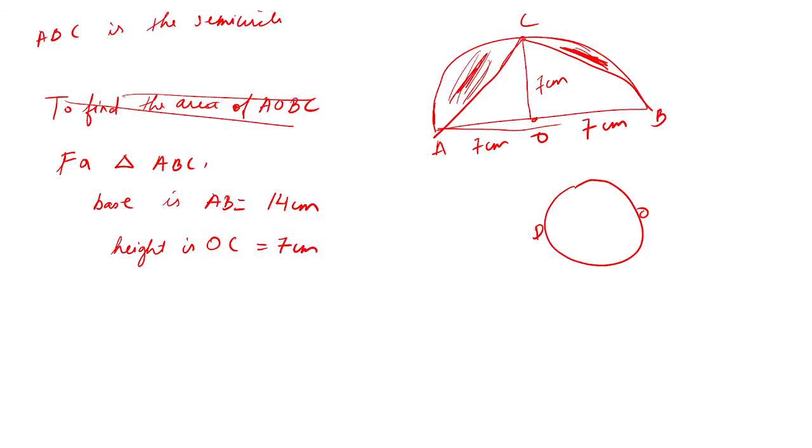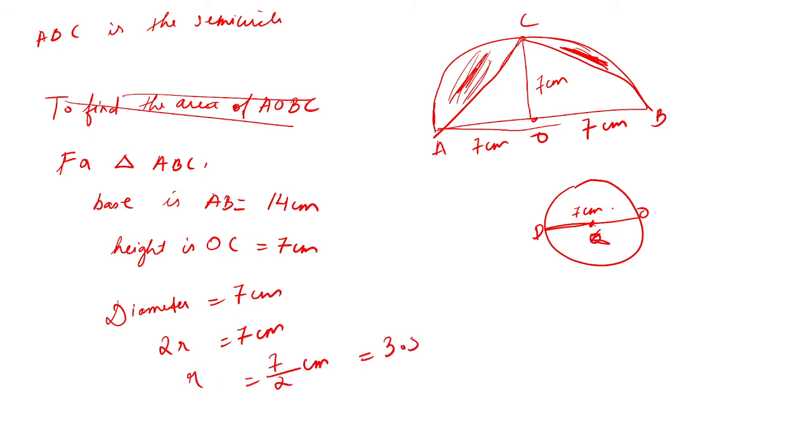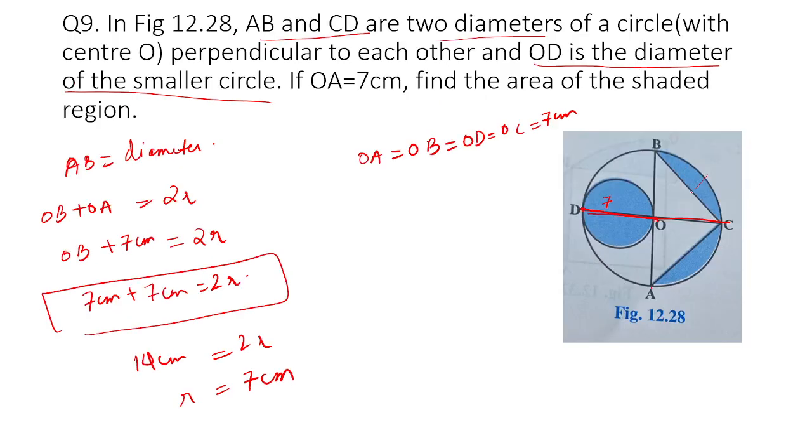So now let's go with this. So if OD is 7 centimeter, okay, I take a center here, I'll write this as K. So if we want to find the radius of the smaller circle, how do we go about? We already know that the diameter is given as 7 centimeter, so 2r equals 7 centimeter. So radius is going to be 7 by 2 centimeter, which is equal to 3.5 centimeter. So the radius of the smaller circle is 3.5 centimeter. Now we have everything that we need, okay? So we have to find this area of the shaded region, so let's go.